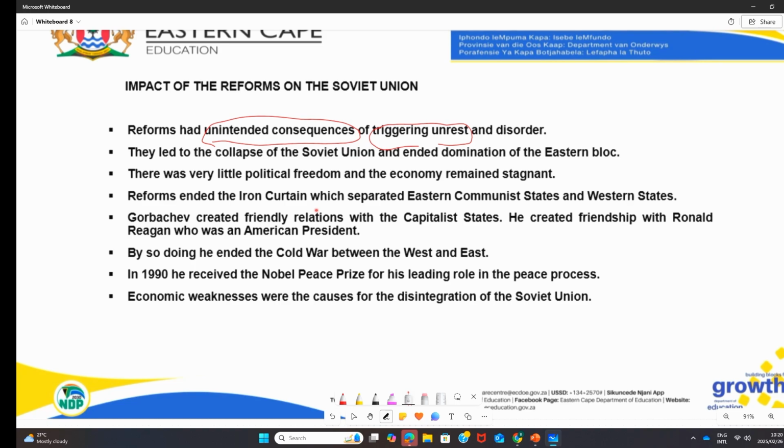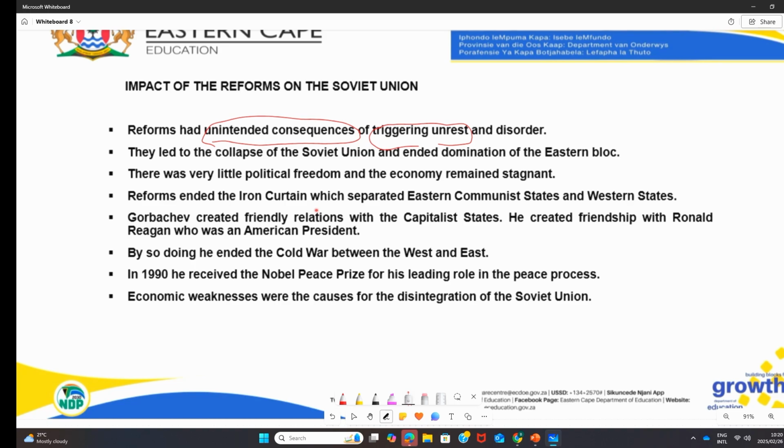Then again, with his reforms, Gorbachev created friendly relations with the capitalist states. What made him to be an enemy of other communist members? It is because he created friendly relations with the capitalist states. Pure communists, the hardliners who were led by Boris Yeltsin, did not like friendly relationships with Western countries because Western countries were capitalist states. So unfortunately, what made him unpopular is his generosity towards the Western countries. So what he did, therefore, he created a friendship with Ronald Reagan, who was an American president.